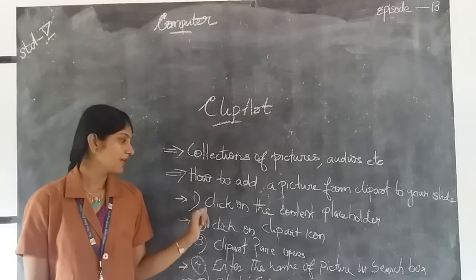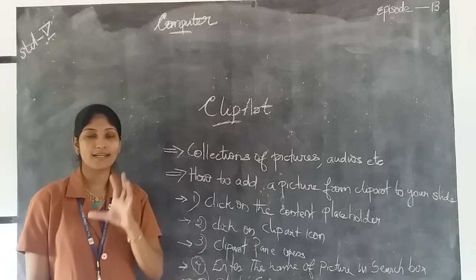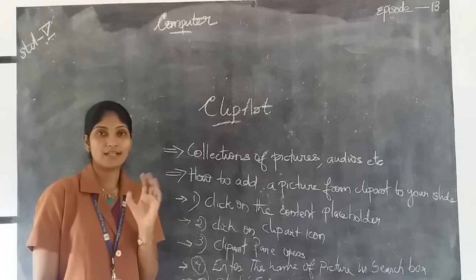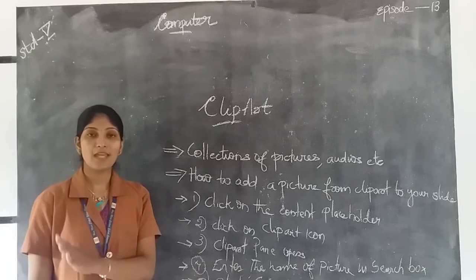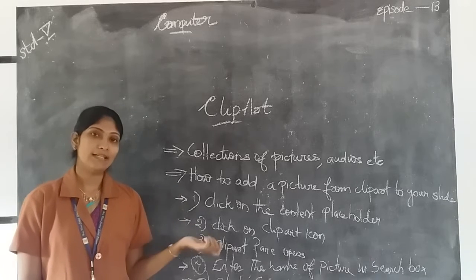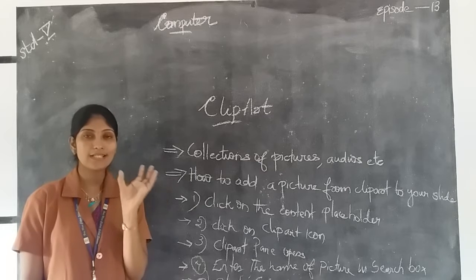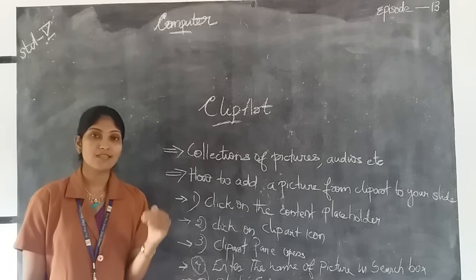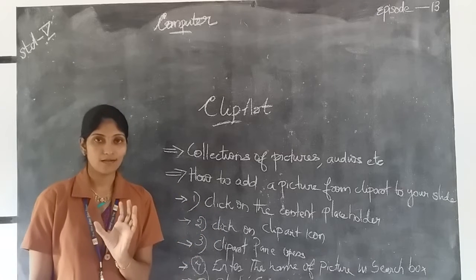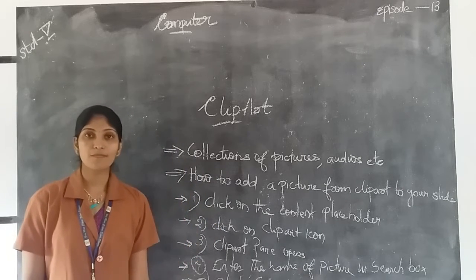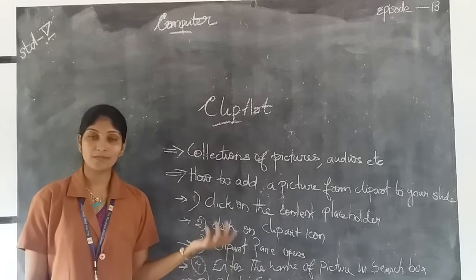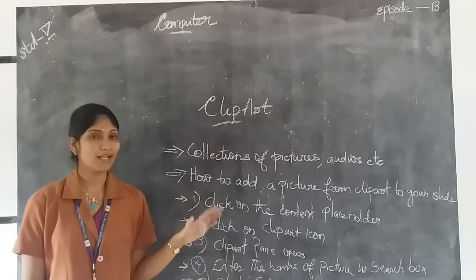So first step, click the content placeholder. There is a clip art icon. Click on the clip art icon. Then a clip art pane will appear on the right side of the window, and then the search box. In the search box you can enter the name of the picture you want to insert into your slide. Then click go. After that a list of pictures will appear, and then you can select your suitable picture related to that topic. Right? Okay.